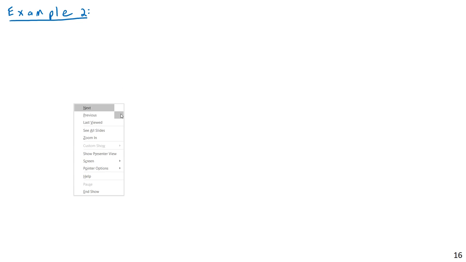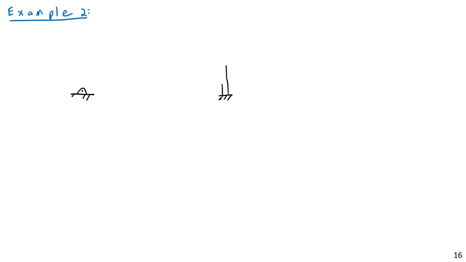All right, now for example two, I want to work through another framework, and this one's going to be a bit more two-dimensional. So let's work through another framework. And I'm going to have two locations of support. Here and here. And let's say I'll have a pin support here and a fixed support over here. Then everything in the middle, I'll just have two pin joints.